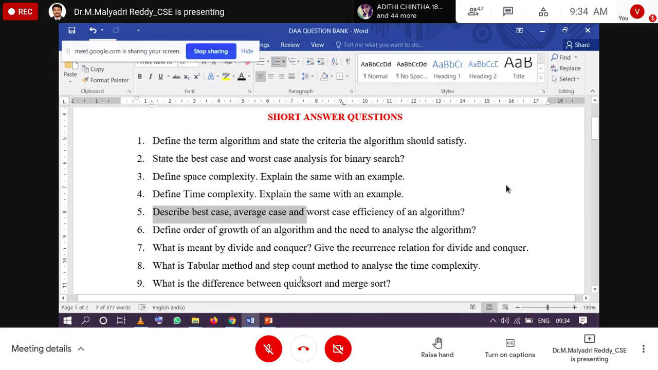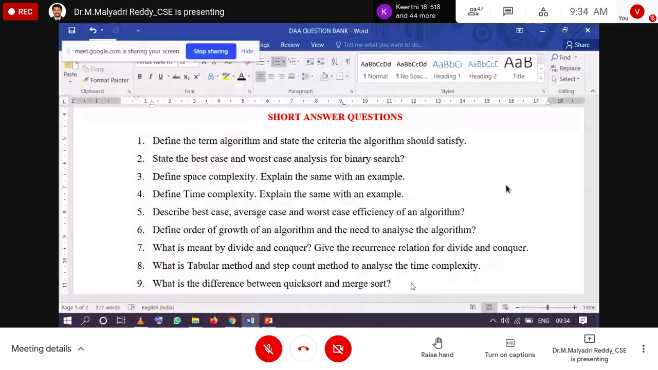What is the difference between quicksort and merge sort? Quicksort and merge sort are both sorting techniques. Point one: in quicksort, we sort the elements by using a pivot element. Generally, we choose the pivot element as the first, last, or median element. Based on that, we rearrange the elements. With respect to the pivot element, we keep the smaller elements on the left side and greater elements on the right side.